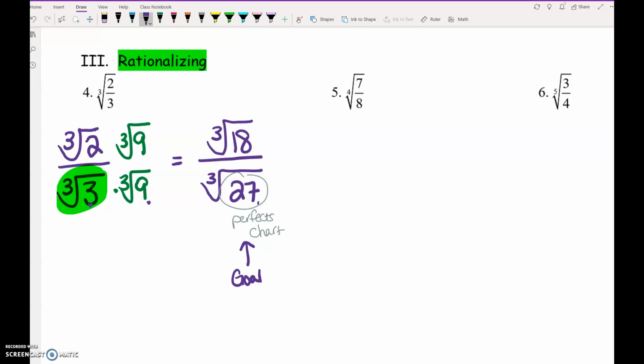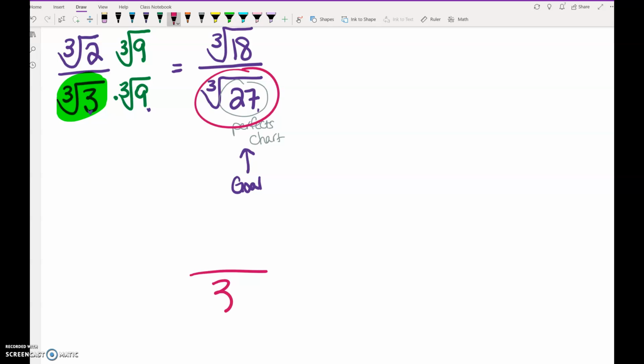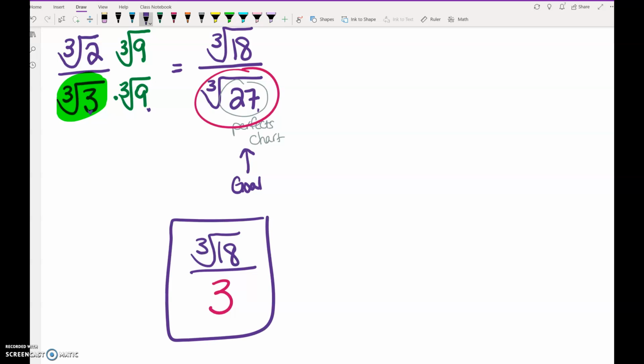That's our goal because we can evaluate that. What is the third root of 27? It is 3. And on the top, we can't really simplify the third root of 18. There aren't any numbers smaller than 18 on the chart that we could split 18 into. So we have the third root of 18 over 3. That is our rationalized answer.